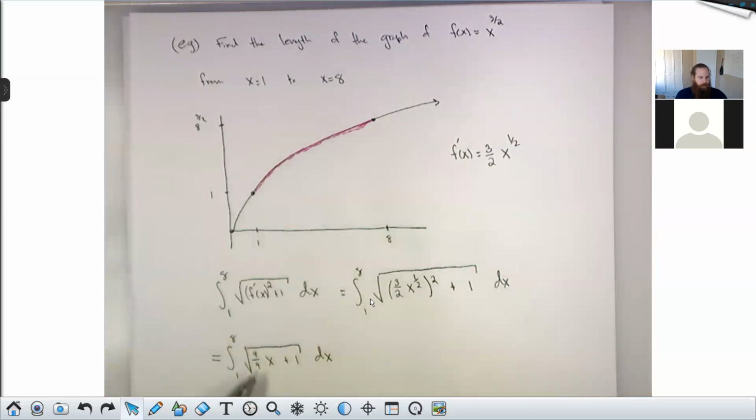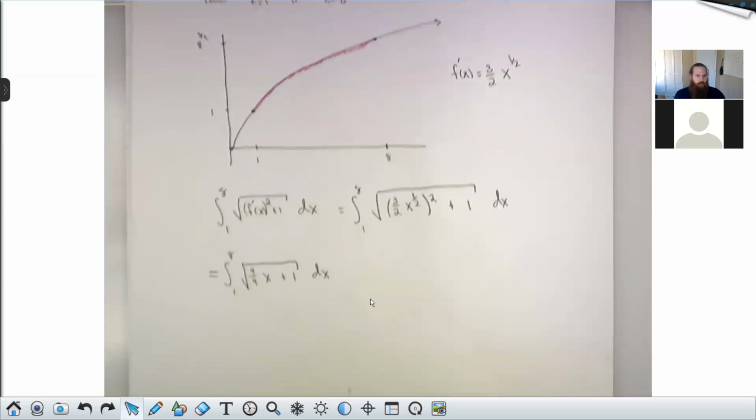I can't pop the 9/4 out of the square root because it's not a factor of everything in the square root. I don't have a 9/4 here that I can factor out. And x can't come out of the square root either because of the addition. What can I do to solve this integral?